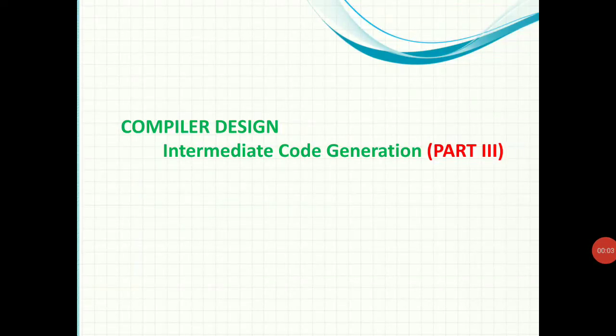Welcome to the course of compiler design. In the previous session, we discussed different representations of three address code. Today, we are going to see another form of intermediate representation, that is static single assignment.